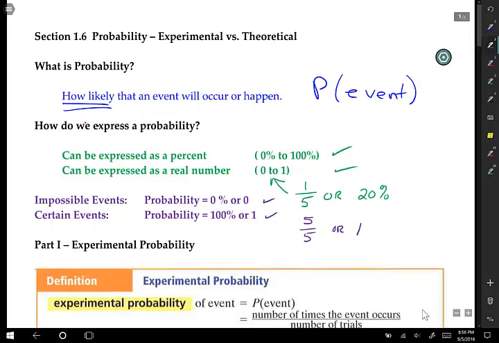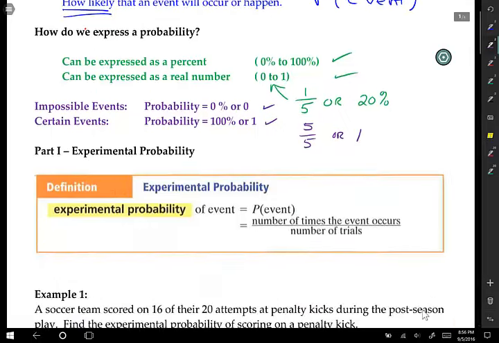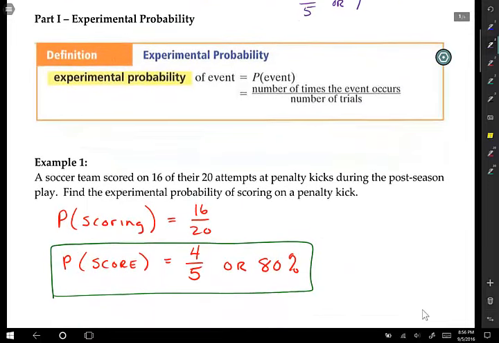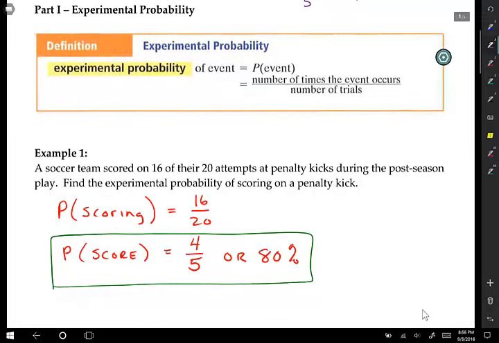So first we're going to talk about experimental probability. Experimental probability hinges on the idea of something happening based on an experiment when we have a number of trials. I have this example below relating to a soccer team. I'm going to highlight the important ideas here. We score 16 different times, and we attempt 20 different times. So the probability is written as the probability of scoring, and that's where you see I have it as a fraction.